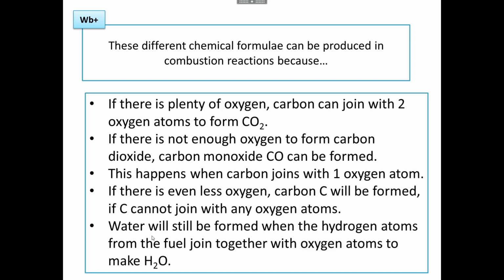A hydrocarbon, as well as carbon, contains hydrogen atoms. The hydrogen atoms will join together with some of the oxygen to make H2O, water. So incomplete combustion will still make water, H2O, when the hydrogen atoms of the hydrocarbon react with oxygen.